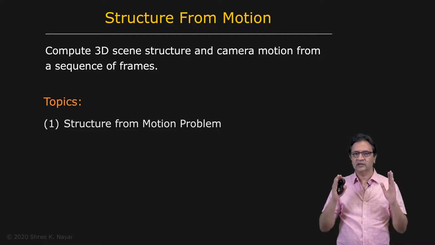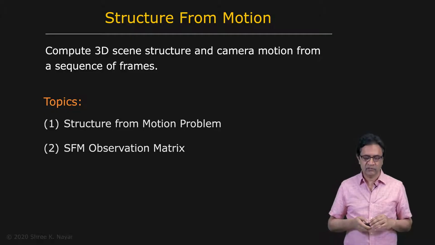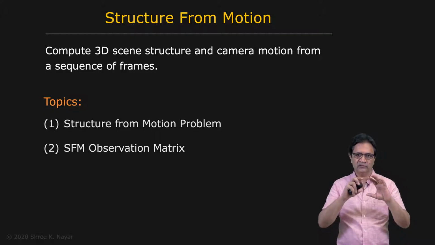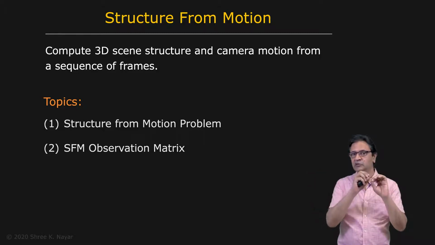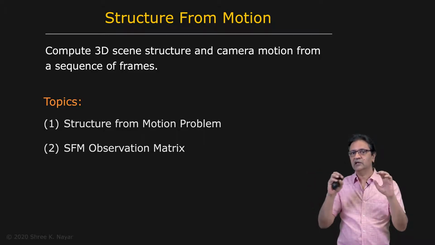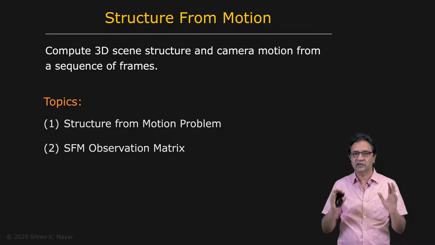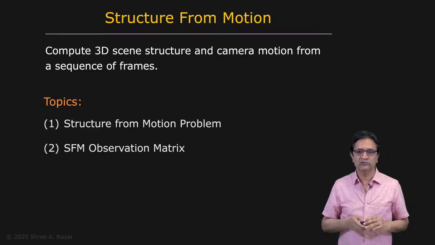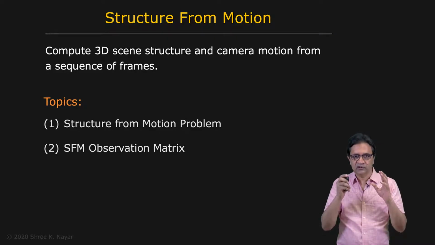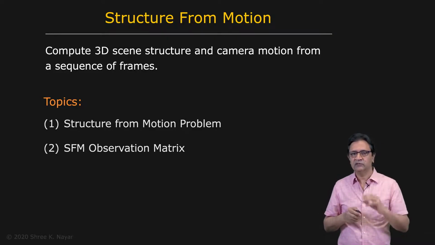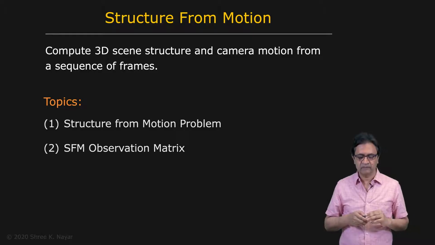And when we look at this problem, it turns out that the input to the structure from motion algorithm can be organized as a single matrix called the observation matrix. So essentially you have a video here and you track features through this video, and the image coordinates of these features can be rearranged into a matrix, and that matrix is called your observation matrix. That's all you have to go with. It is from this observation matrix that we want to recover the three-dimensional structure of the scene.